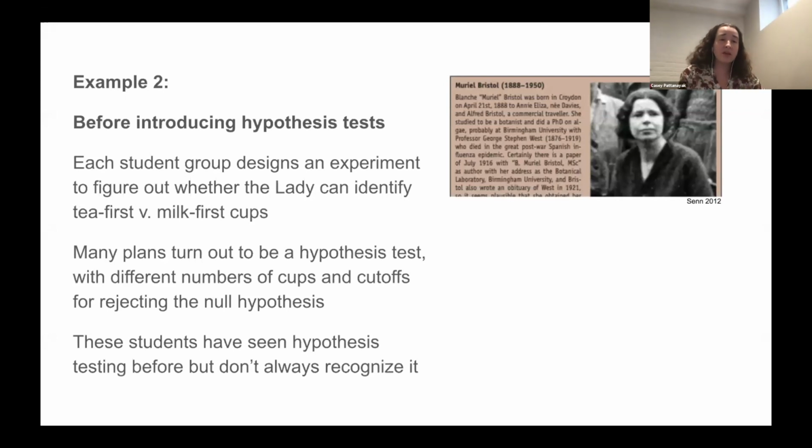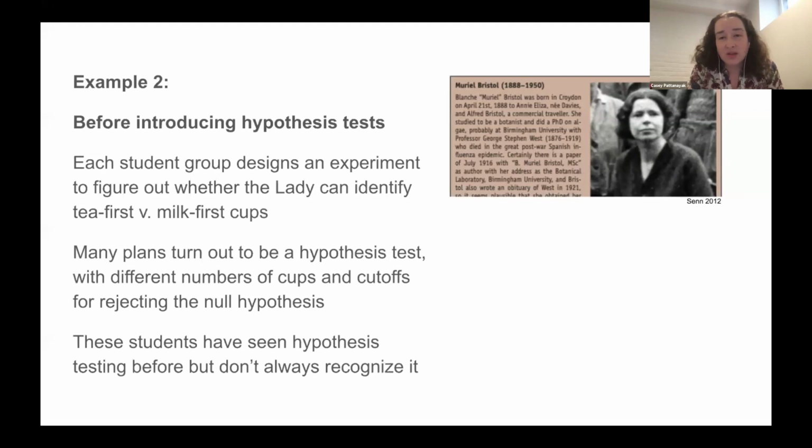So we move on then, this is actually just the third day of the course, to hypothesis tests. And so I put up this picture of Muriel Bristol, who was the original lady tasting tea. I'm guessing many people have heard of this example, but basically Muriel Bristol was at a tea party in graduate school with Fisher, and she claimed that she could tell whether a cup of tea was poured milk first or tea first.